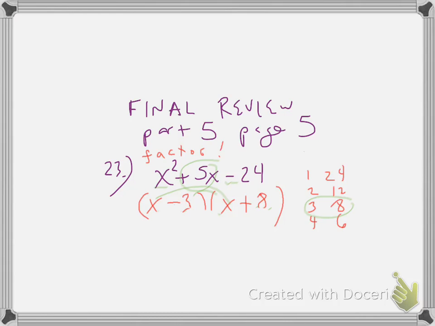And does it? Yeah, when you check it, you do your FOIL. Again, I know it's x squared. Then it's going to be plus 8x. That's the first half. And now do the second half. Minus 3x. Minus 24. And there it is. Plus 5x in the middle. With the x squared minus 24.